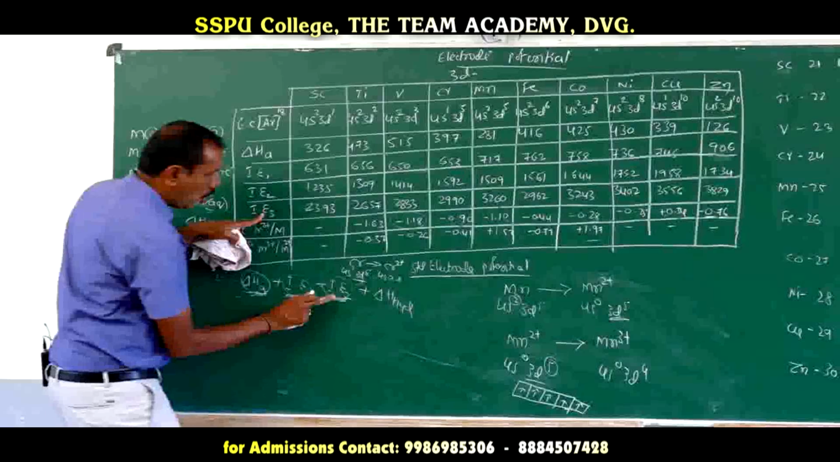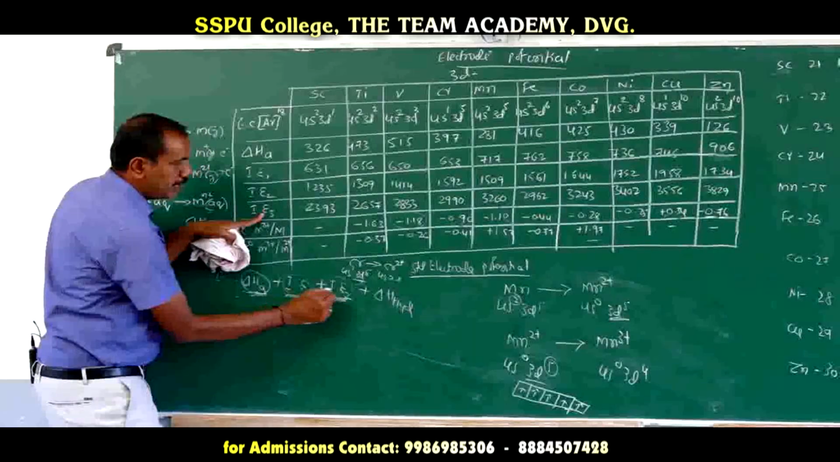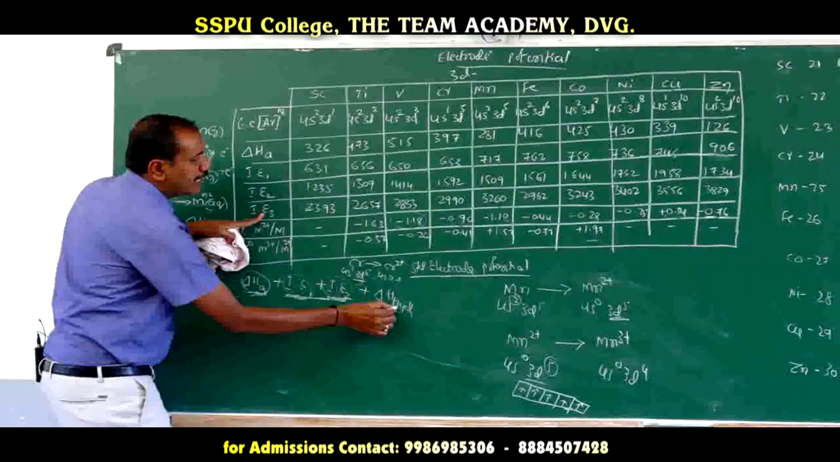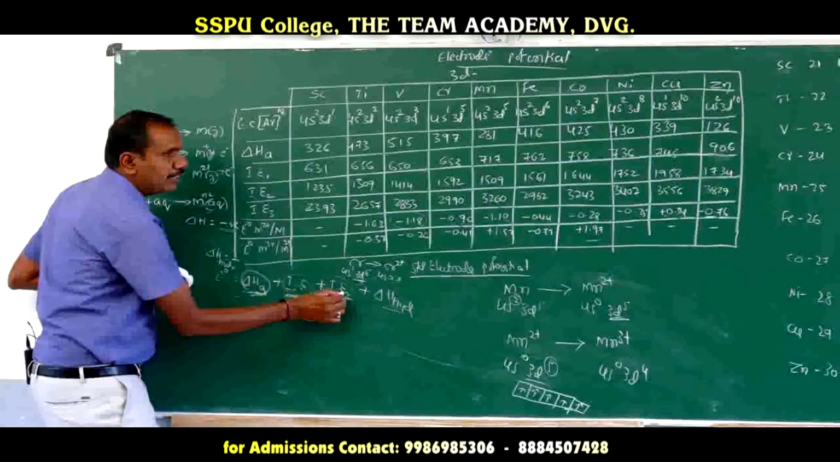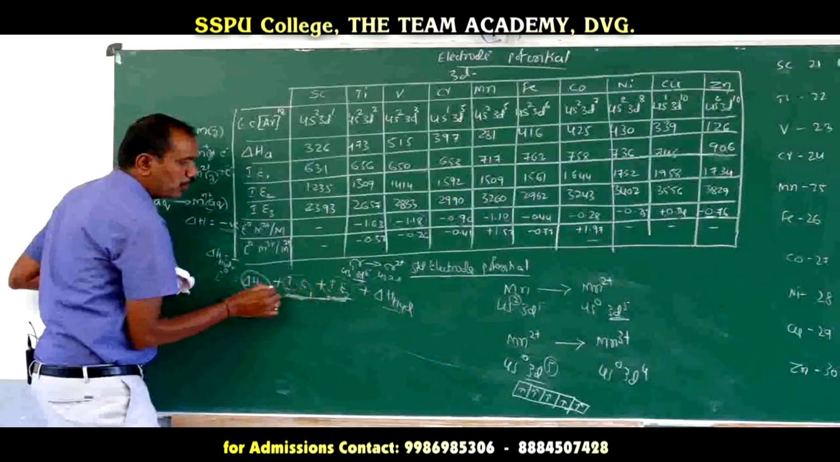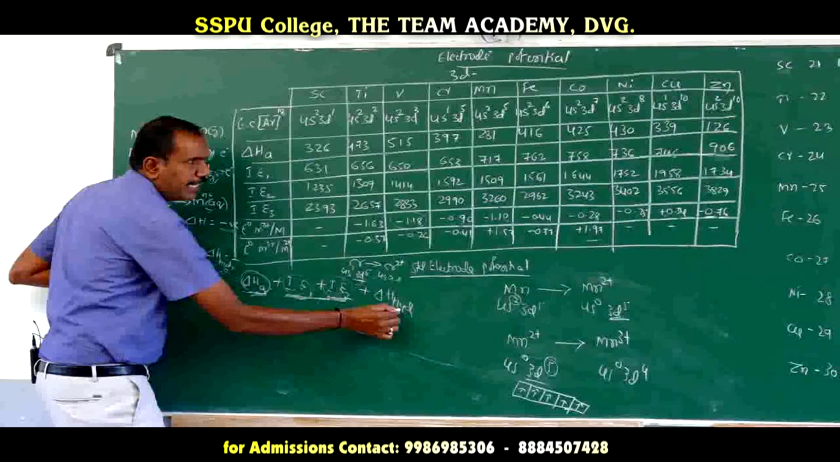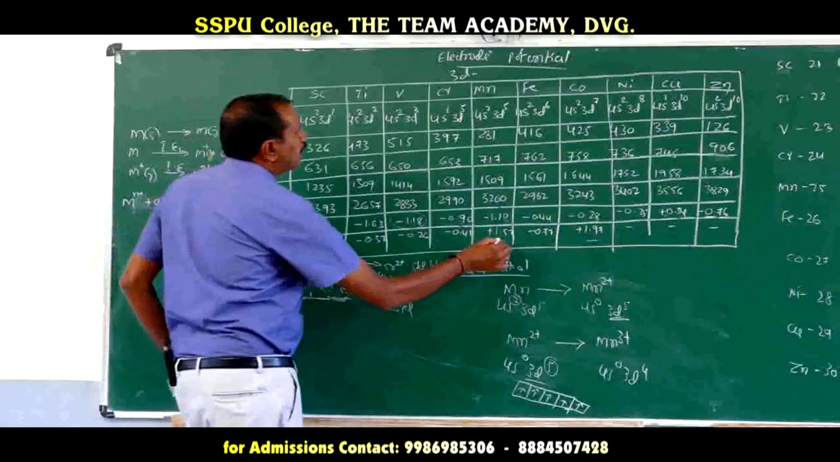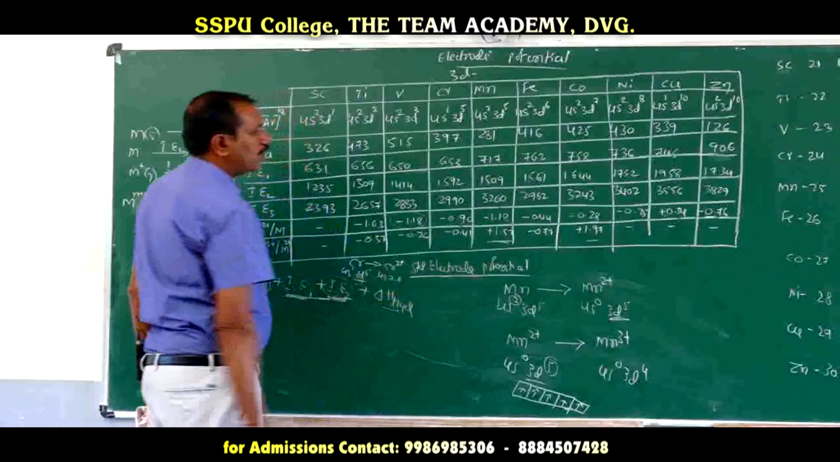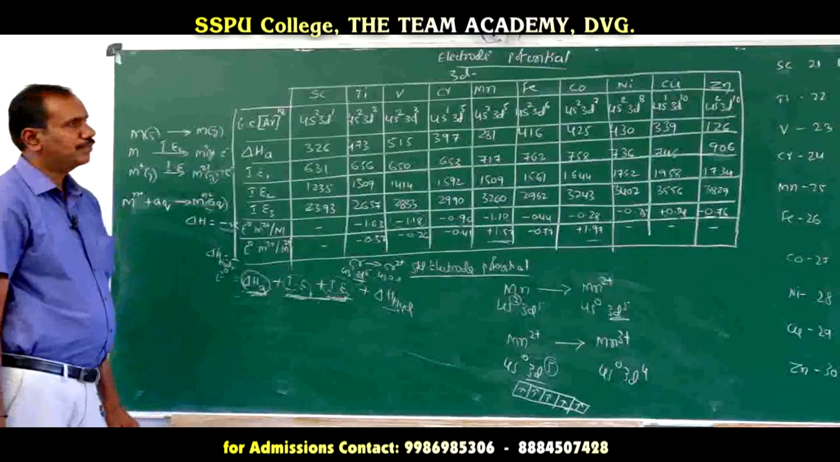If IE is more, then compared to the delta H of hydration these IE values are very high, meaning the positive values are more and the negative delta H of hydration is less. Then automatically the answer becomes what? Positive. That is plus 1.57.